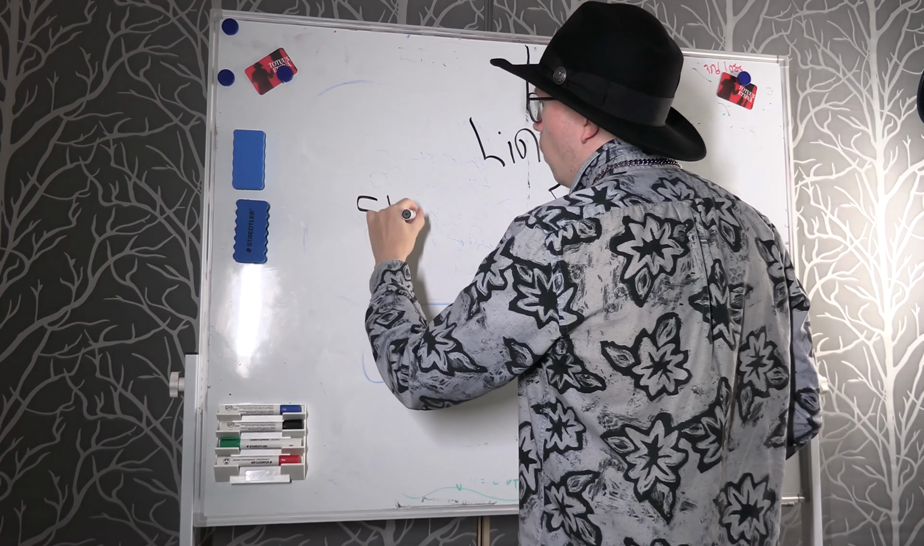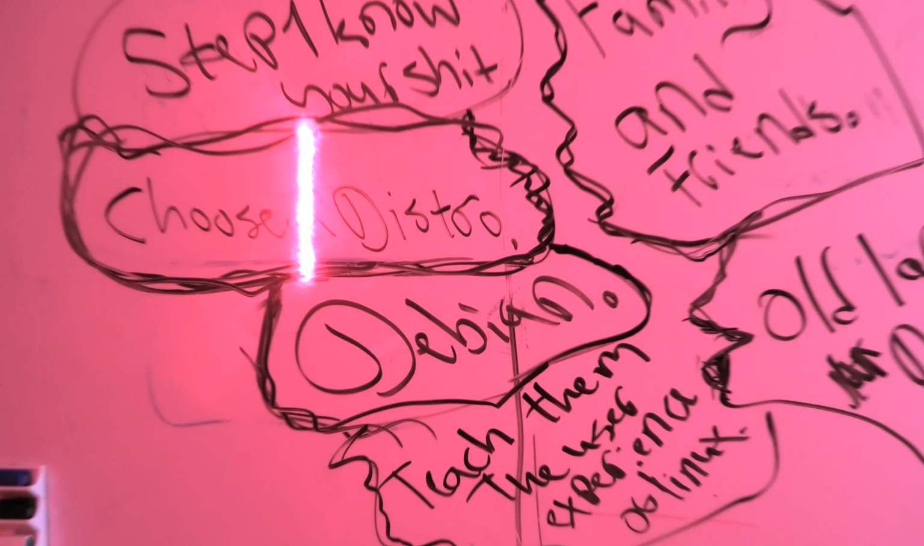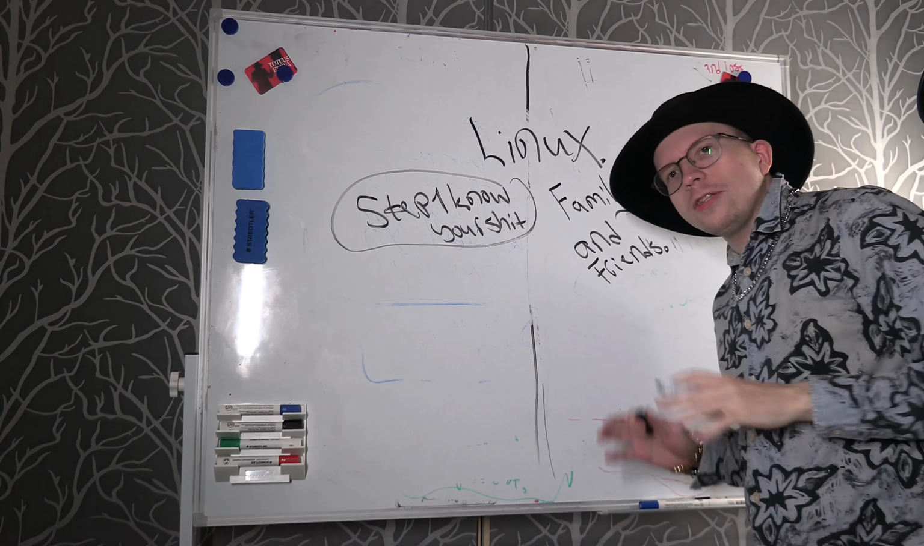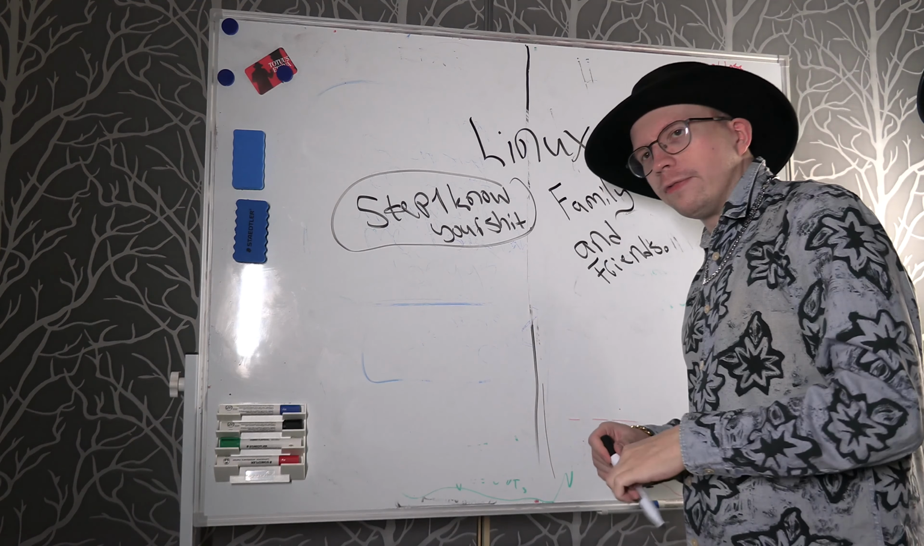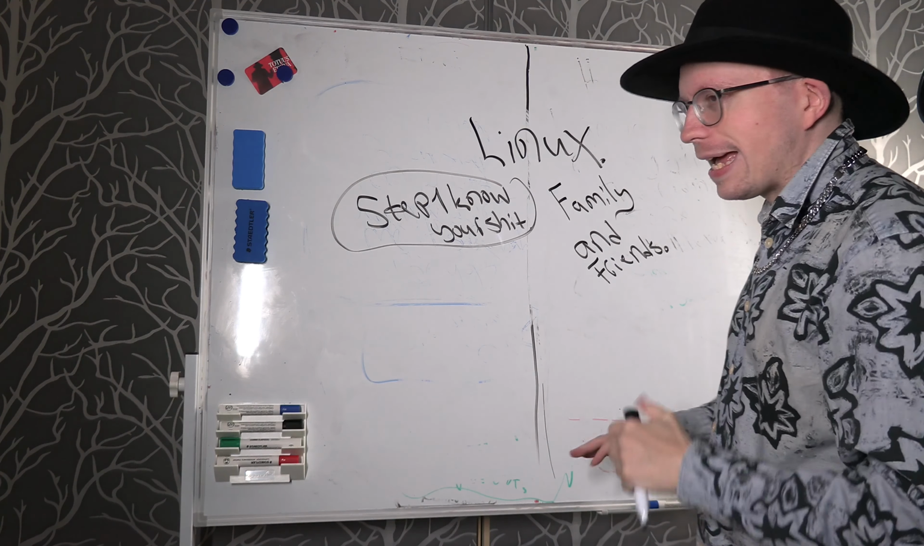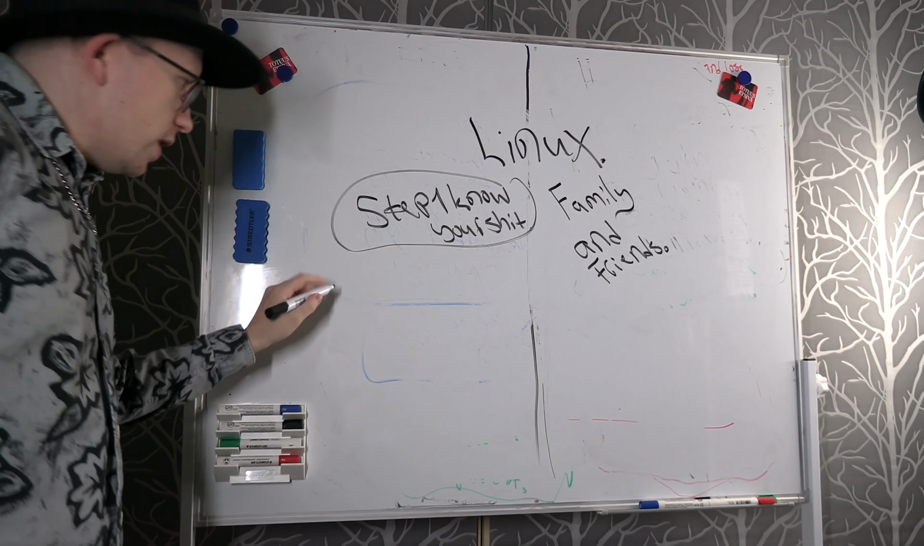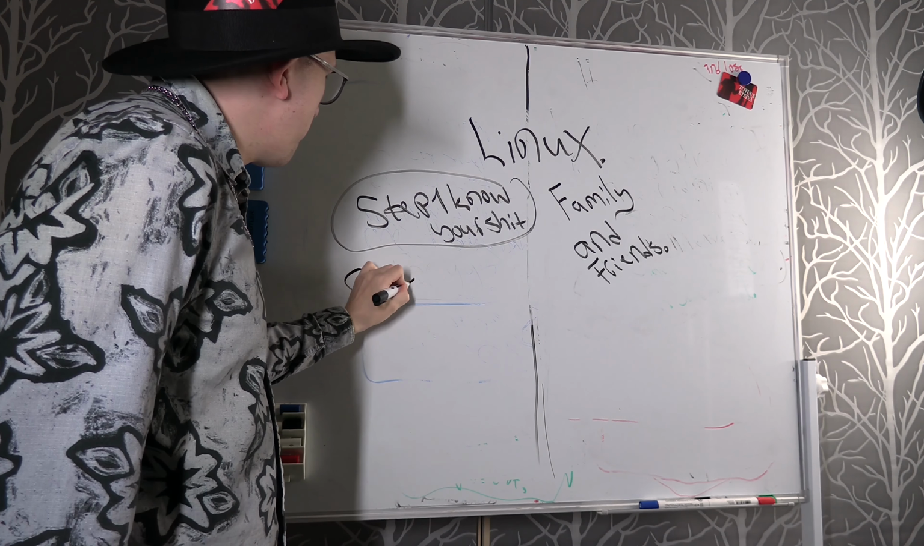Step one. Next, just choose a distro and preferably make this the distro that you use yourself. For me, it's Debian. For you, it might be Ubuntu, maybe Fedora. So get to know Linux first for yourself. Don't try to deploy it for anybody else before you understand it for yourself. That's step number one. Step number two is choose a distro.